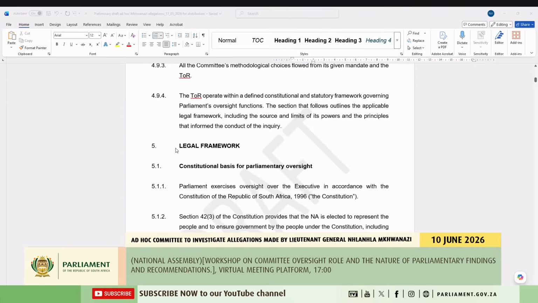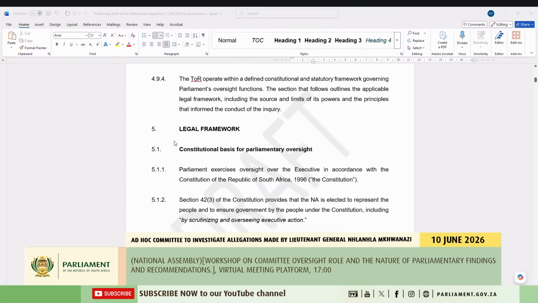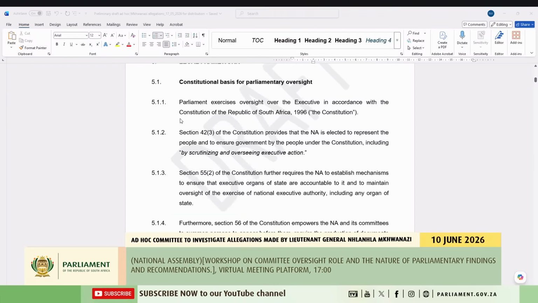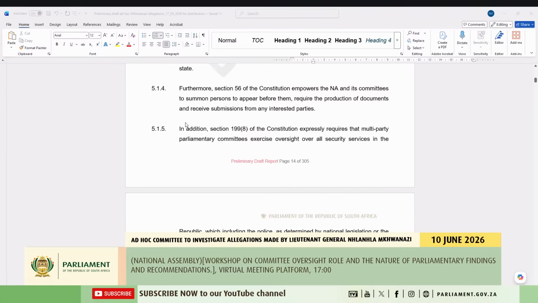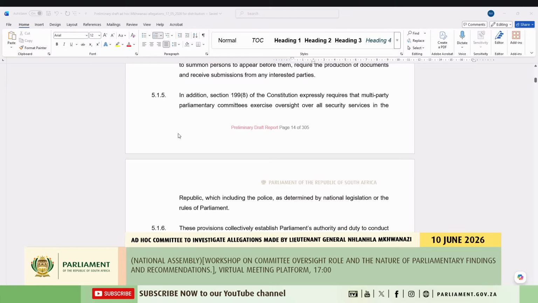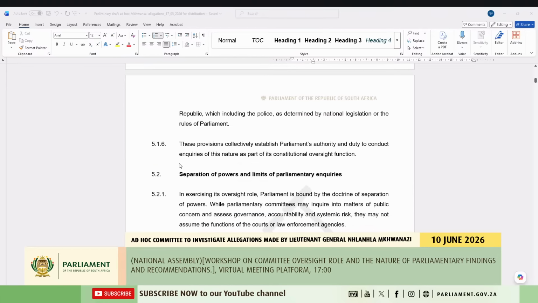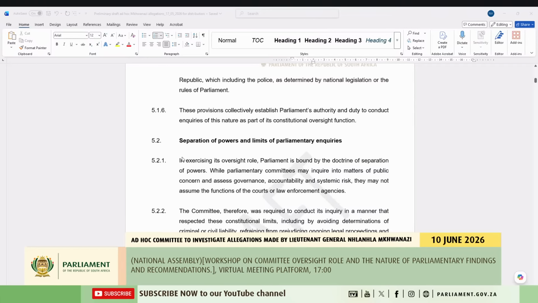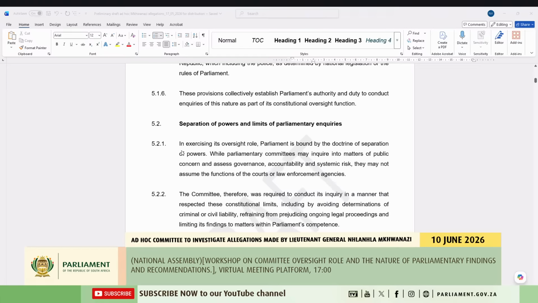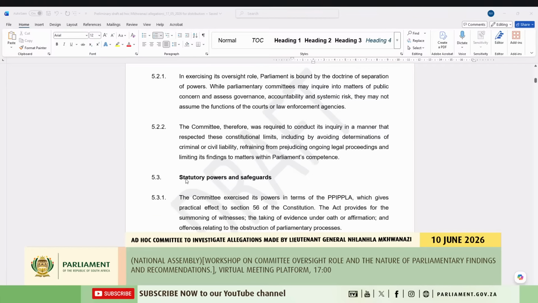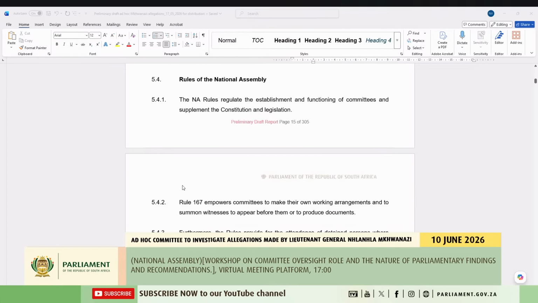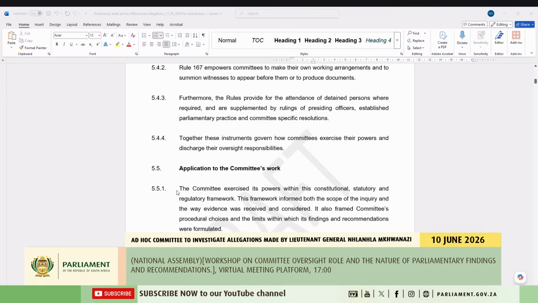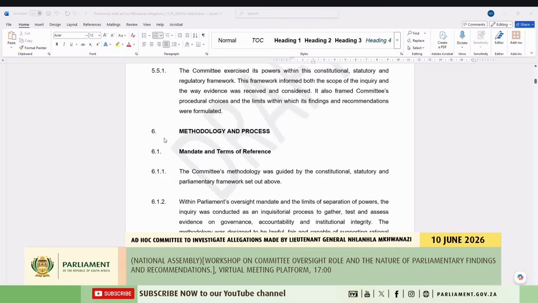Section 5 deals with the legal framework against which the committee operated. Again, I'm not going to go through this. It is also contained in our terms of reference, and members are quite familiar with the powers of Parliament and the legal framework. As Andile pointed out, we also have here the separation of powers and limits of parliamentary inquiries. It also deals with the statutory powers and safeguards, the rules of the National Assembly, and the application to the committee's work. Section 6 deals with the methodology and process adopted by the committee.